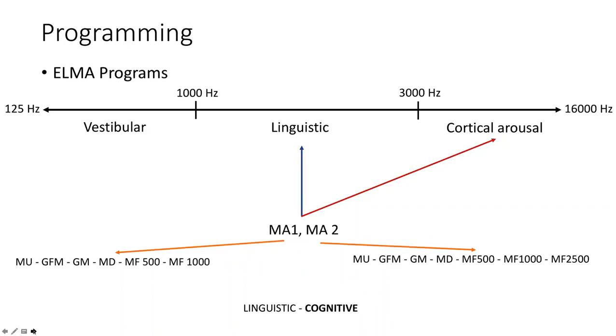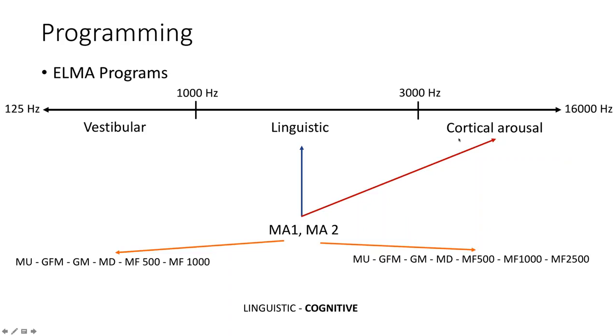And then we go to the memory and attention programs that work much more on the cortical arousal, since we are working much more with densified music and filtered music. And you know that the MA2 program is the more demanding one, because it's the one with the most filtering. It acts also in the linguistic part and much more in area 3.